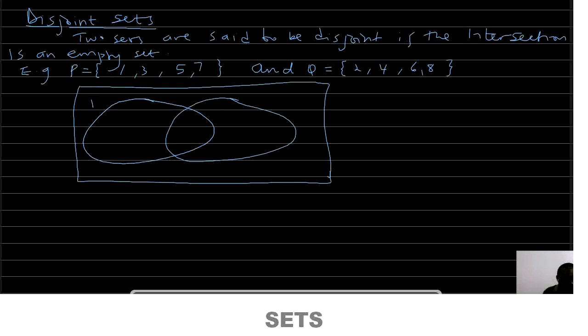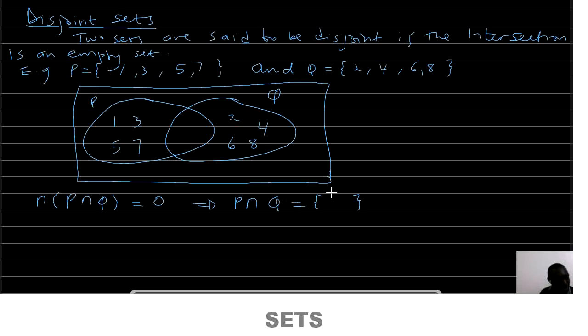So I have set P here, I have set Q. Set P has elements 1, 3, 5, 7. Set Q has elements 2, 4, 6, 8. Because there is no element in the intersection, this simply means that the two sets are disjoint. You can see that the number of elements in P intersection Q is equal to 0. This implies that P intersection Q is an empty set. Hence, P and Q are disjoint sets.